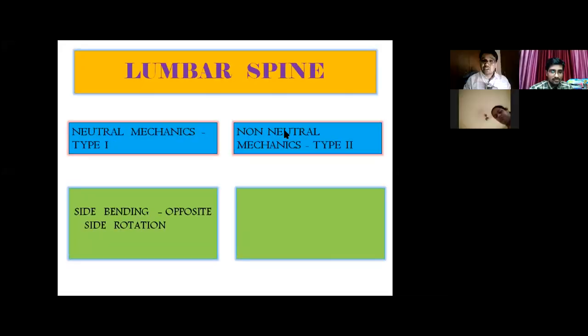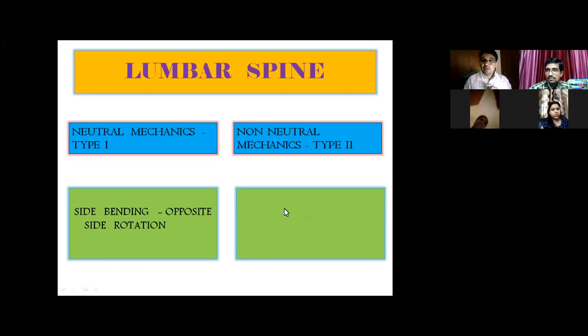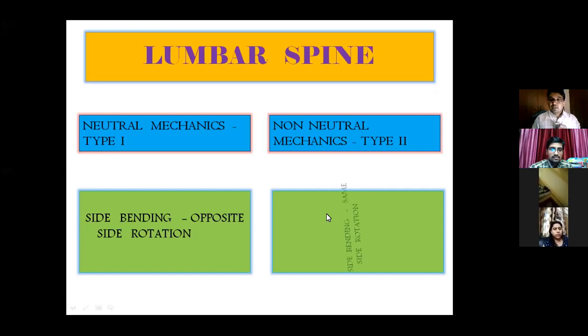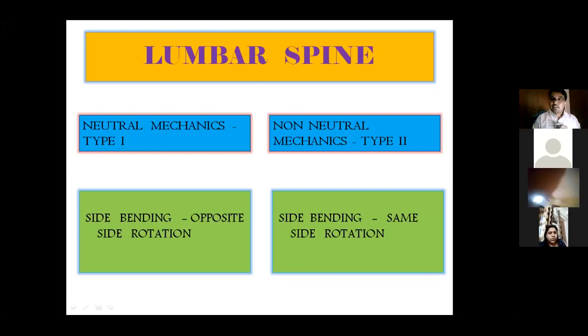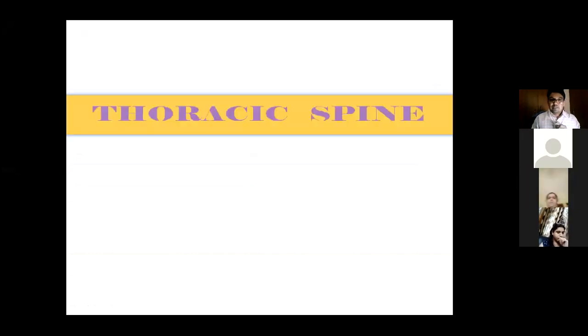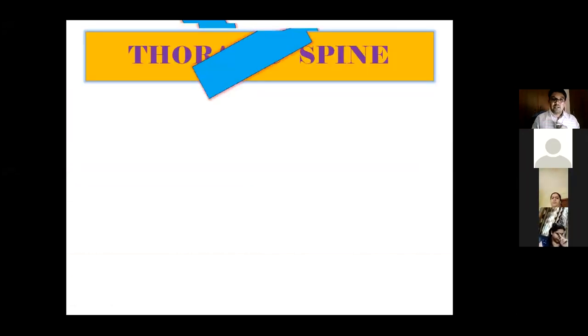If there is flexion or extension, which is non-neutral mechanics, then what will happen? If we do the side flexion in this situation, it will rotate on the same side. So this is about the lumbar spine. Let's have a look at what is happening in the thoracic spine.